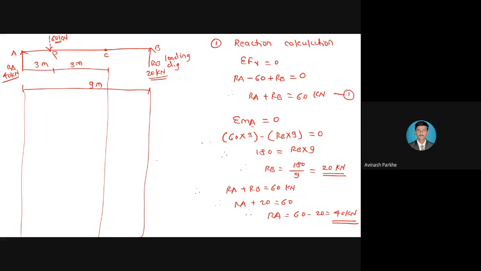Second, SF calculation. Start from the left side. The forces which are moving upward, positive. The forces which are moving downward, it will be negative. Now start from the left side. Shear force at point A.